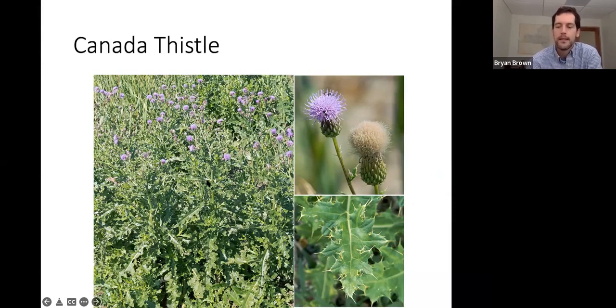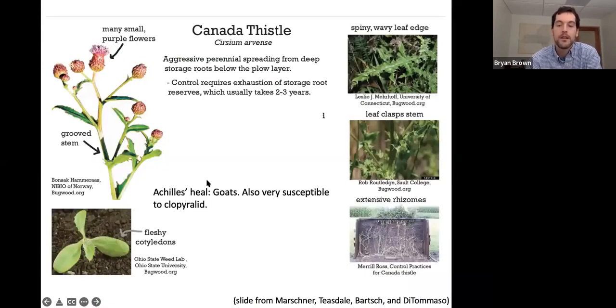This is Canada thistle. Several of you mentioned this. One thing, this is kind of funny as an Achilles heel, but goats can eat Canada thistle if they're corralled in very densely. It's also very susceptible to clopyralid, which you may know as stinger.